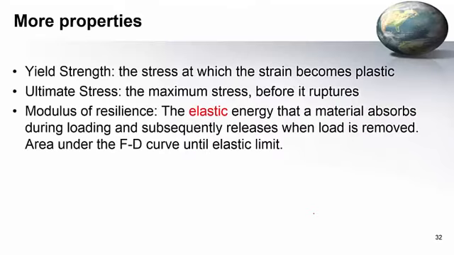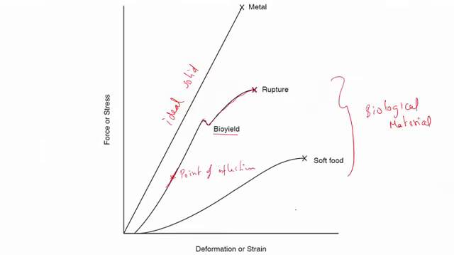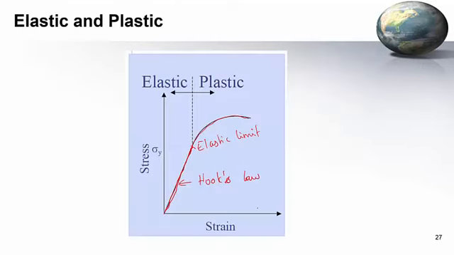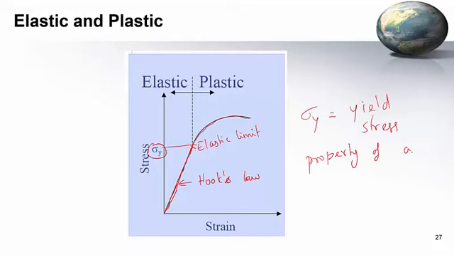There are a few more properties you need to understand. One is the yield stress. The yield stress is the stress at which the strain becomes plastic. So for example, if we go back to this curve, this is the yield stress. Sigma y is the yield stress, which is a property of a material. A simple stress is not a property of a material, whereas yield stress is a property of a material at which the material starts to yield, becoming plastic.